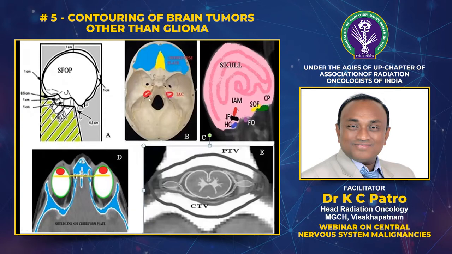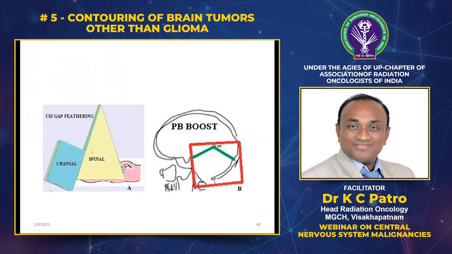When you are planning for the medulloblastoma, always contour the ethmoid, and contour all the foramina, like foramen lacerum, foramen spinosum, foramen ovale, internal acoustic meatus, ethmoid plate, and all this you have to contour. And at the spinal level, you should contour all the spinal nerve roots. If you are not contouring the spinal nerve roots or not opening around the lateral border of the spinal nerve roots, then you are missing something. So this is the cranial field, this is the spinal field.